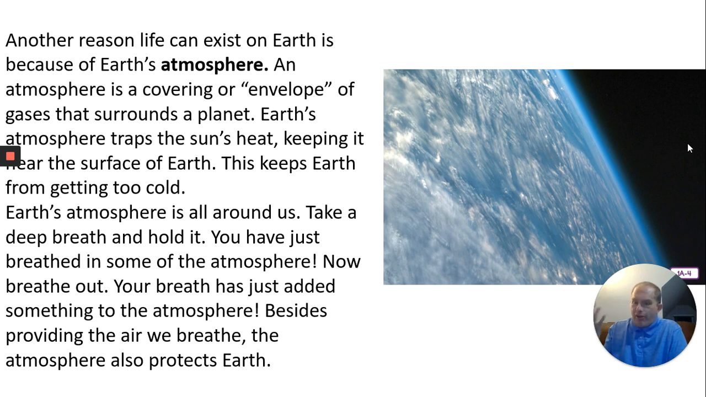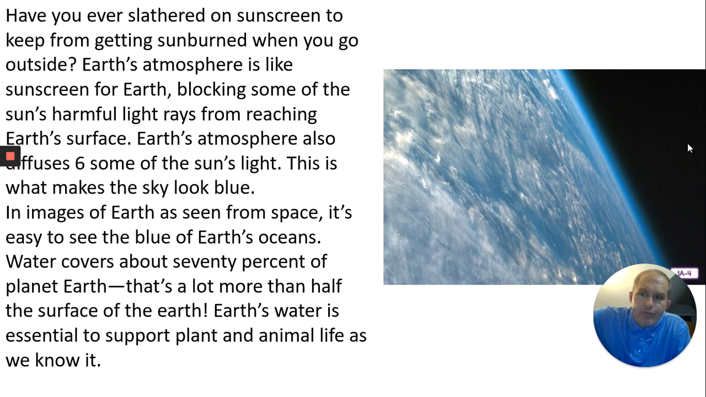Besides providing the air we breathe, the atmosphere also protects Earth. Have you ever slathered on sunscreen to keep from getting sunburned when you go outside? Earth's atmosphere is like sunscreen for Earth, blocking some of the sun's harmful light rays from reaching Earth's surface. Earth's atmosphere also diffuses some of the sun's light. This is what makes the sky look blue.